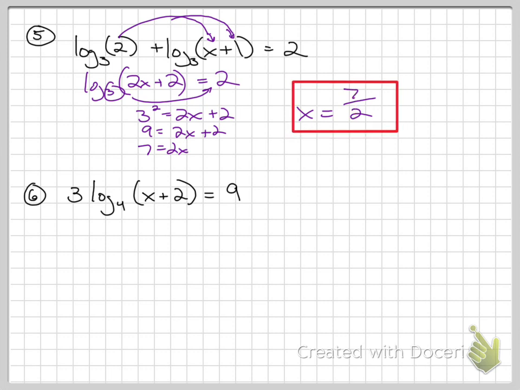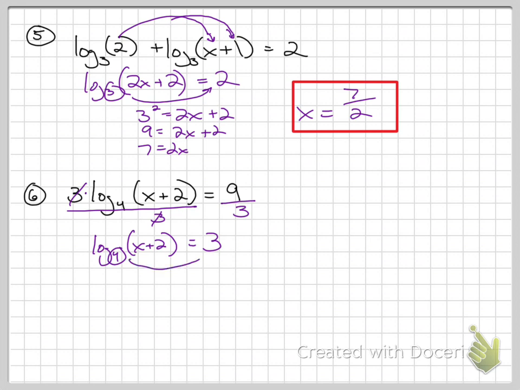Okay, on number 6, I see a coefficient, and I understand after everything I've been teaching you, you think you should move that coefficient and make it an exponent. But that's going to make it x plus 2 cubed, and that's going to make it harder. Don't forget, sometimes it's more helpful to have it in the front. So right now it's 3 times log base 4 of x plus 2. Well, if I want to move that 3 to the other side because this is an equation, I can just divide by 3. And I'll have log base 4 of x plus 2, because those 3's cross out, and it'll just equal 3. So it makes my numbers smaller.